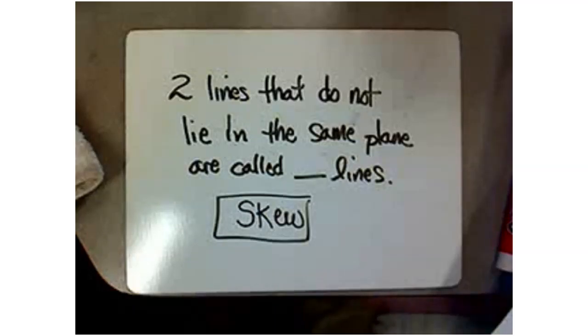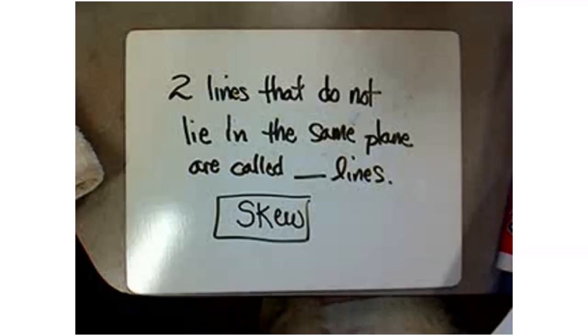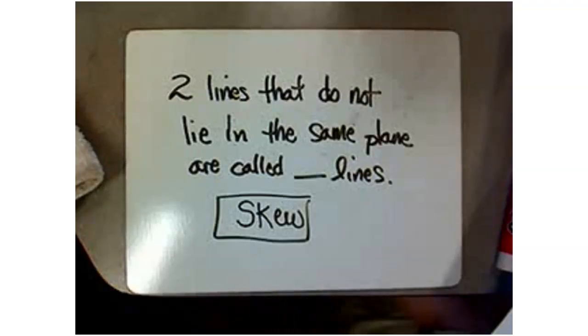It's kind of an unknown. We know they're skew to each other, because they're in different planes. They do not lie in the same plane. But we don't know whether they're running parallel or perpendicular if the planes were to intersect.